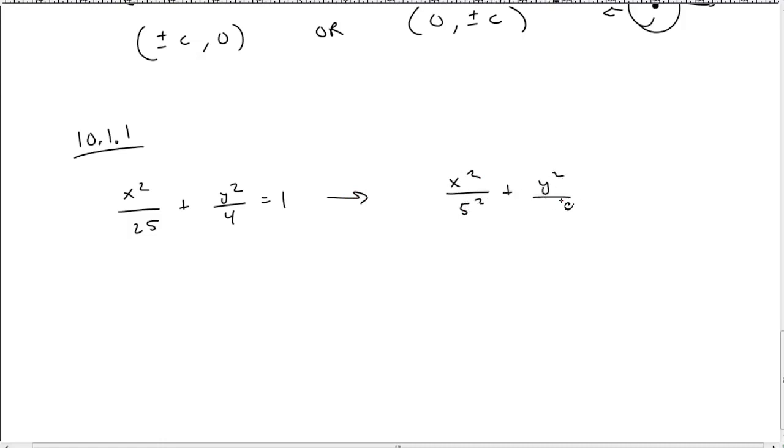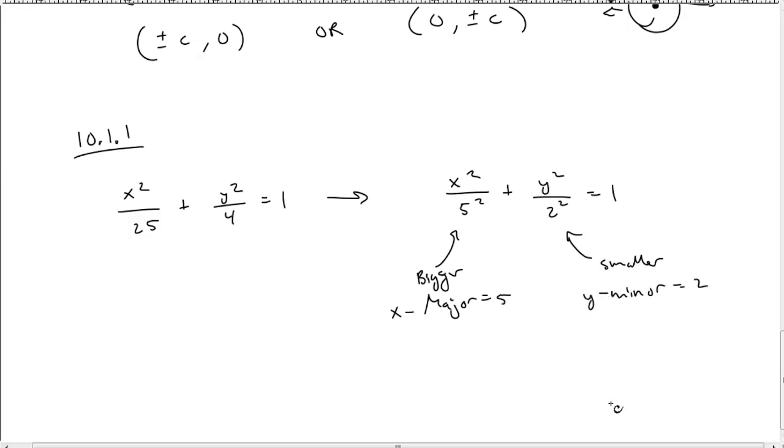and a 2 squared. See how I'm just simplifying that so that we could see this is the bigger number. And so that's going to be my major. Notice that it's associated with x. So that's going to be an x major, equal to 5. This 2 right here is smaller. And so that's going to be my minor because it's smaller, 2. And notice that it's associated with y, so it's a y minor.